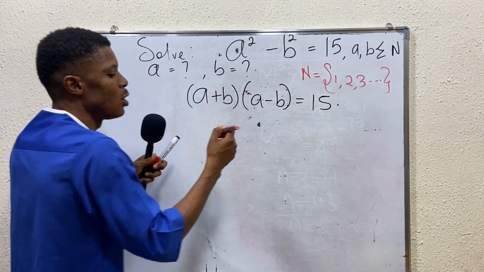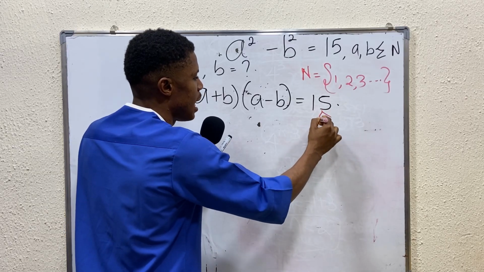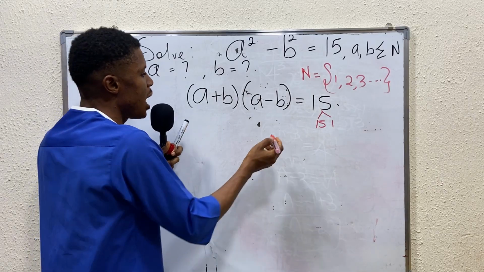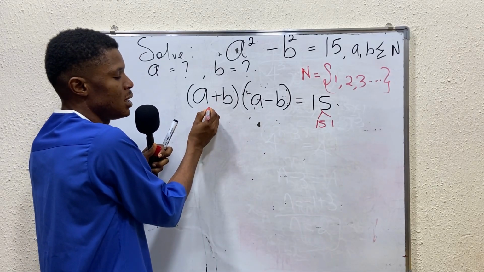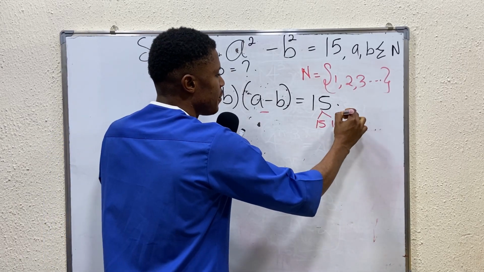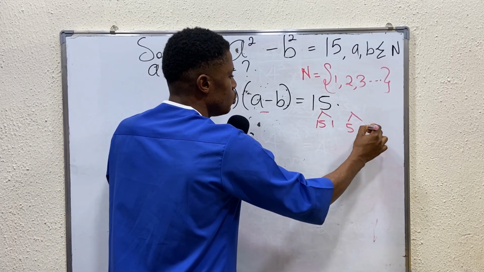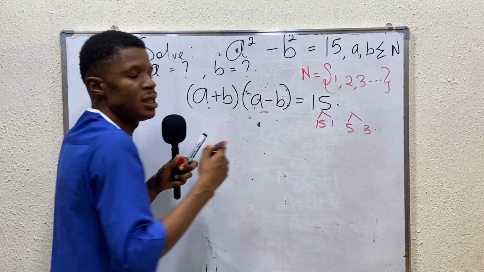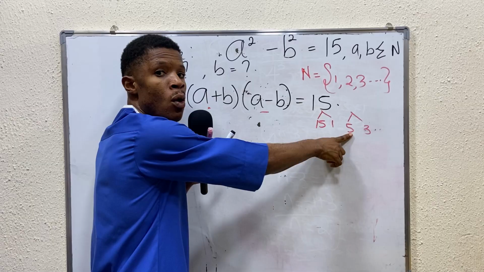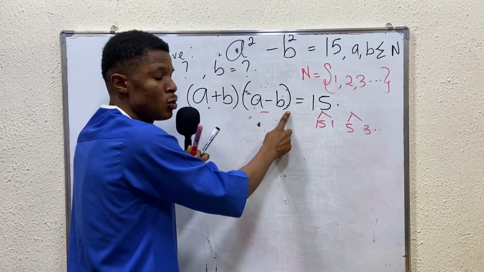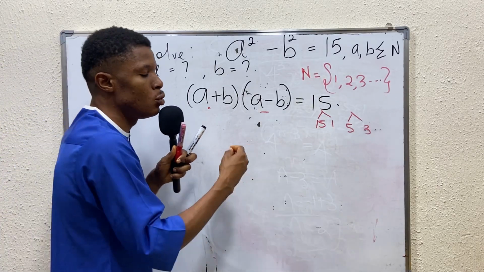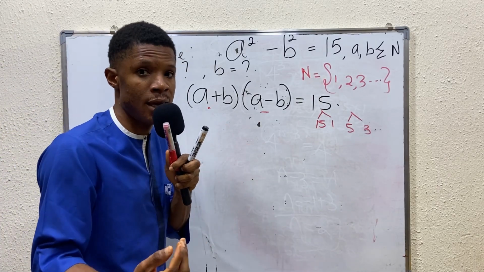When you look at 15, it can be seen as 15 times 1 from its factors, where the first term becomes 15 and the difference becomes 1. Then again, we can also take 15 to be a product of 5 and 3. 5 times 3 is 15, where a plus b will be 5 and a minus b, the difference, will be 3. So for each pair of factors, we are going to test for the values of a and b.